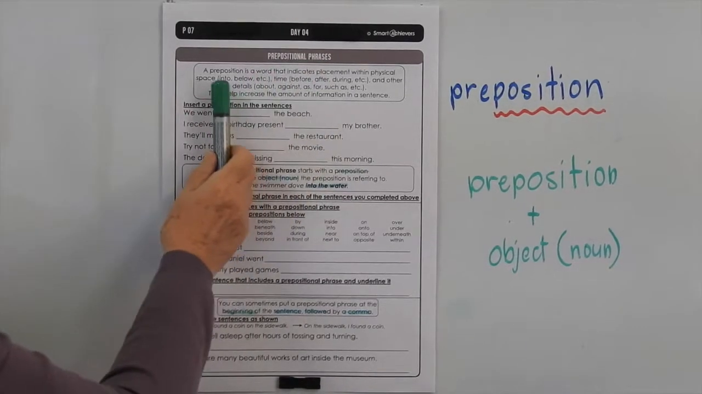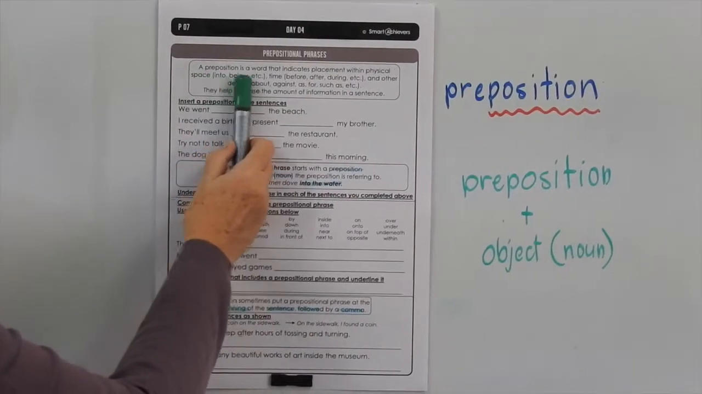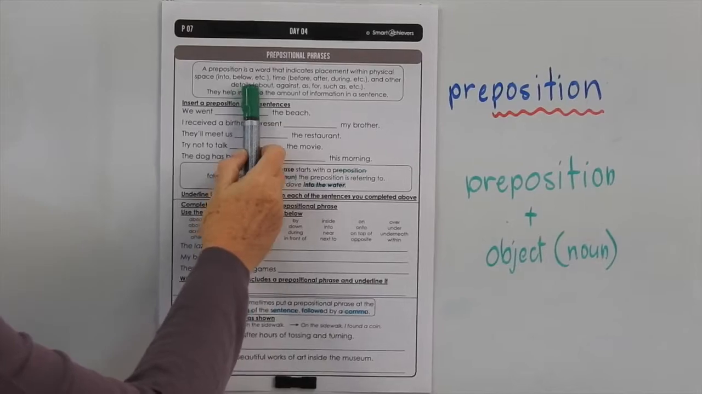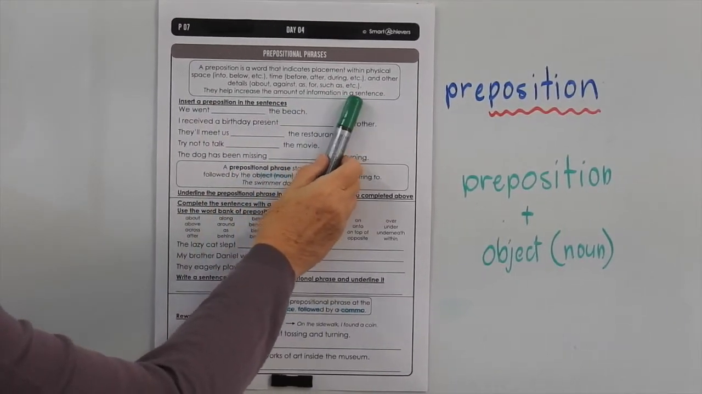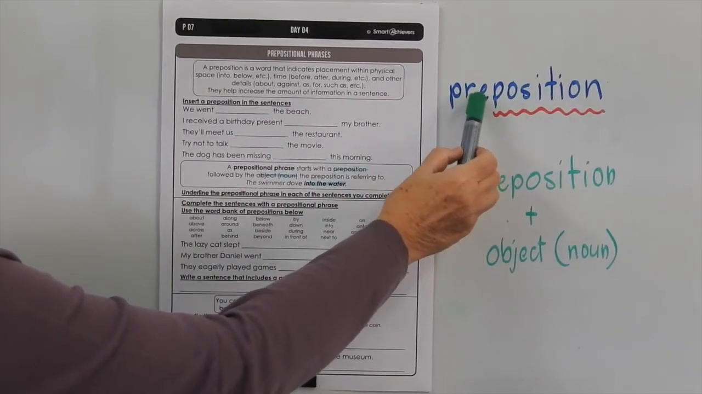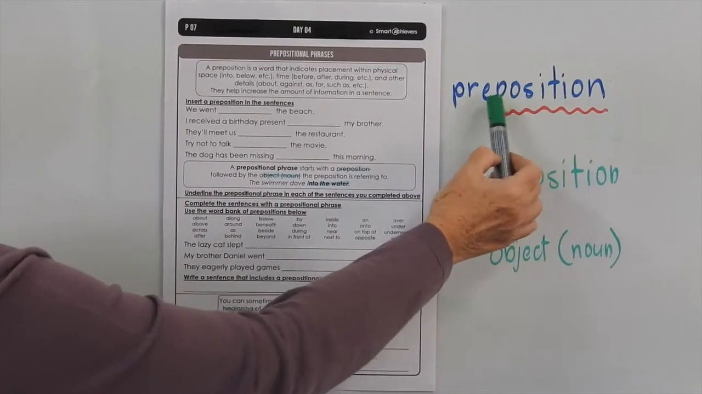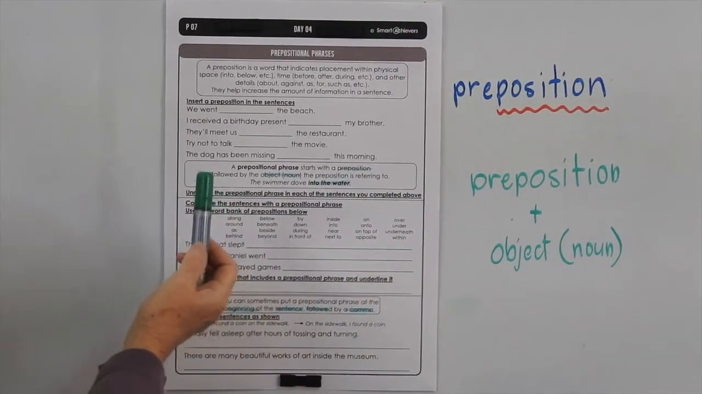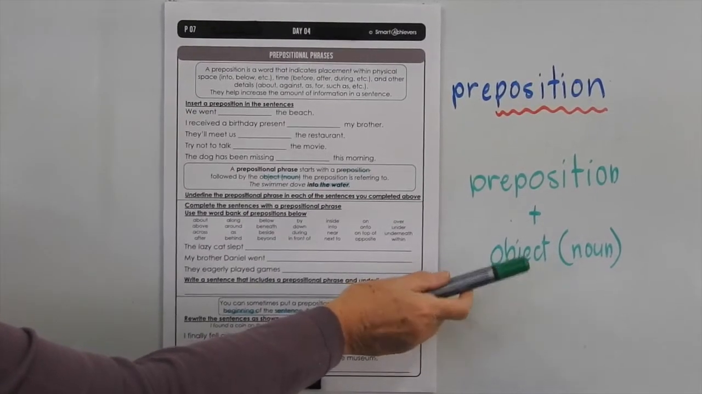Prepositional phrases. A preposition is a word that includes placement within physical space. So we've given you some examples, time, more examples, and other details. There's some examples there too. They help increase the amount of information in a sentence. So quite often, if you look within these grammatical terms, you can get a hint from the words within it. So preposition, we've got the position of something in the sentence. It's always the position of the object or the noun.